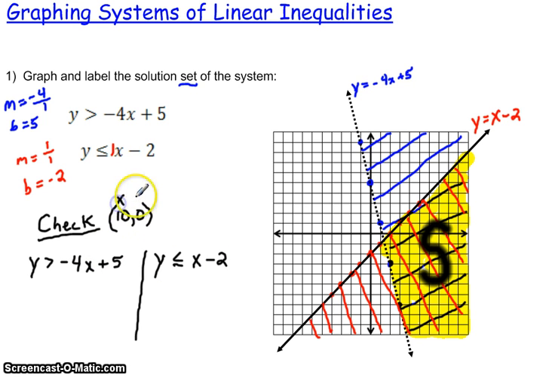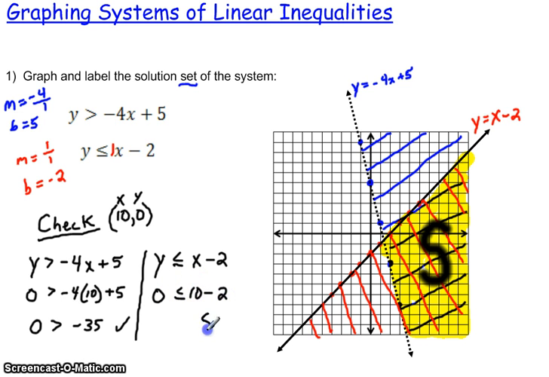So my x is 10, my 0 is y. So 0, is that greater than negative 4 times 10 plus 5? Well, negative 4 times 10 is negative 40 plus 5. That would be negative 35. Is 0 greater than negative 35? Yes, it is. Now I'll check this one. Is 0 less than or equal to 10 minus 2? Well, 10 minus 2 is 8. And yeah, 0 is less than or equal to 8. So this checks.